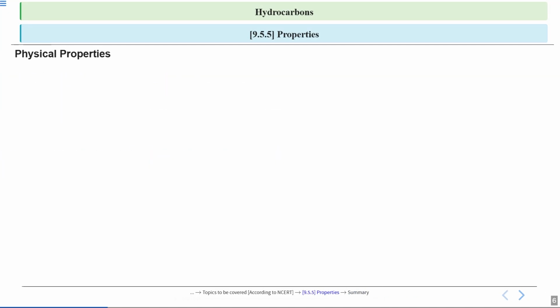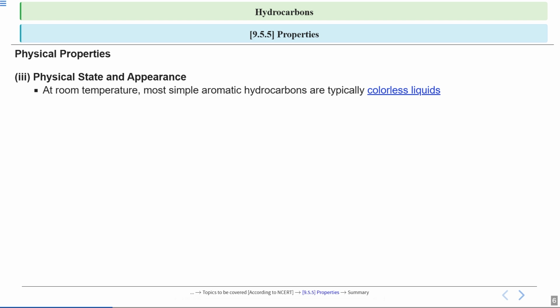Continuing with the study of hydrocarbons' physical properties, next is physical state and appearance. This means whether they are solid, liquid or gas at room temperature and what they look like to the naked eye. Understanding this helps us identify them in real life. Notice that most simple aromatic hydrocarbons are colorless liquids at room temperature. For example, benzene is a common aromatic hydrocarbon and it is a clear colorless liquid. This is different from some other hydrocarbons which might be gaseous or have color.